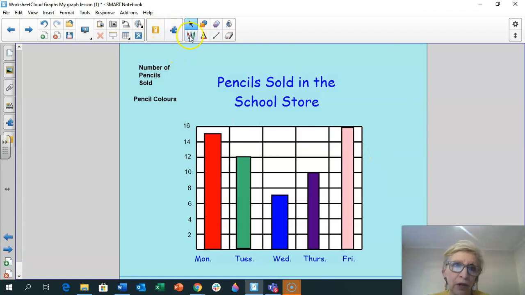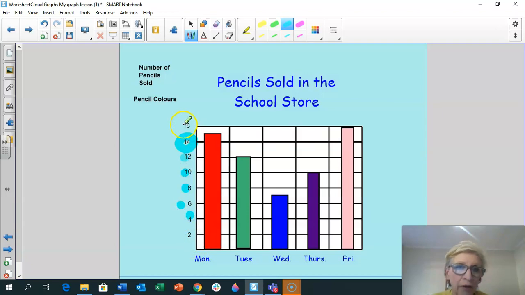Well, if we have a look here, you can see that we are counting everything in twos. So we start at the bottom. There should be a 0 at the bottom. 2, 4, 6, 8, 10, 12, 14, 16. So if we see that the little bar goes up to between 14 and 16, then that must be 15.